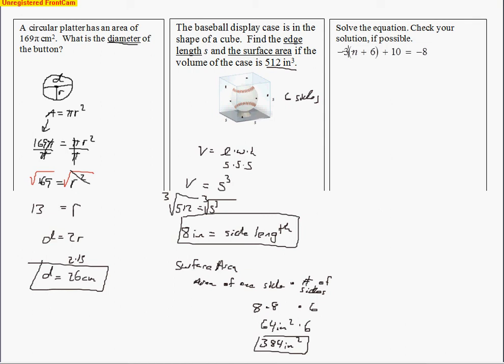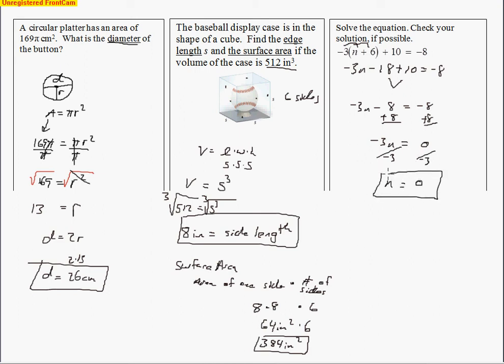So on this last one, we are just distributing the negative 3 over the addition here. So we have negative 3n minus 18 plus 10 equals negative 8. So subtracting these two numbers, because they're opposite in sign, leaves me with negative 8 equals negative 8. And I go ahead and add the 8 to both sides, and that makes 0. Now in this situation, when I divide by negative 3, it goes into 0 zero times. So that tells us that n equals 0. We can check the work by substituting our answer in. So negative 3, 0 plus 6 goes inside the parentheses, plus the 10 equals negative 8.